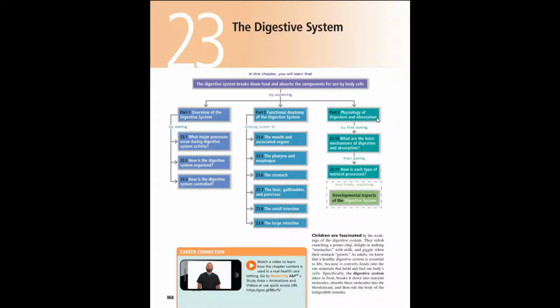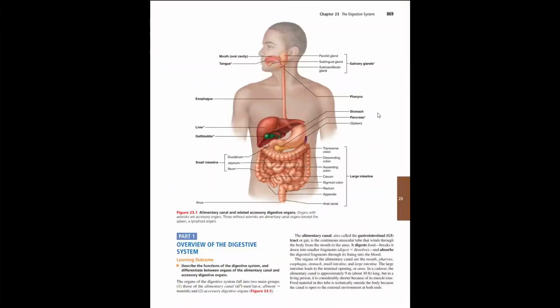Children are fascinated by the workings of the digestive system. They relish crunching a potato chip, delight in making mustaches with milk, and giggle when their stomach growls. As adults, we know that a healthy digestive system is essential to life because it converts foods into the raw materials that build and fuel our body's cells. Specifically, the digestive system takes in food, breaks it down into nutrient molecules, and absorbs these molecules into the bloodstream, then rids the body of the indigestible remains.